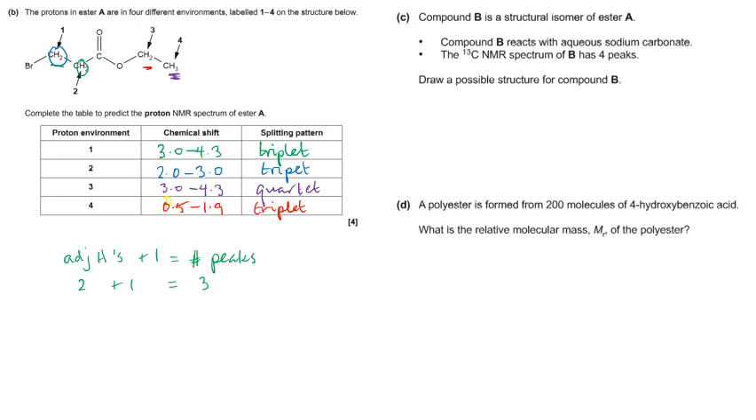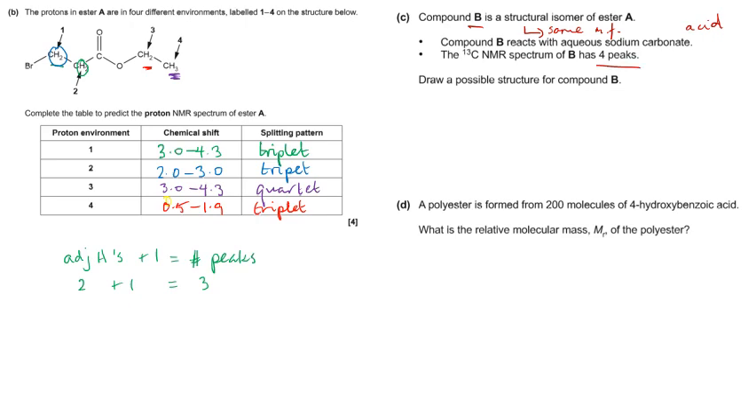So now in part C, we're introducing this compound B, which is a structural isomer of ester A. And remember what a structural isomer is. It's got the same molecular formula, but a different structural formula. All right, so it's going to have different functional groups. And it says it reacts with aqueous sodium carbonate, right? So that means it could be an acid.